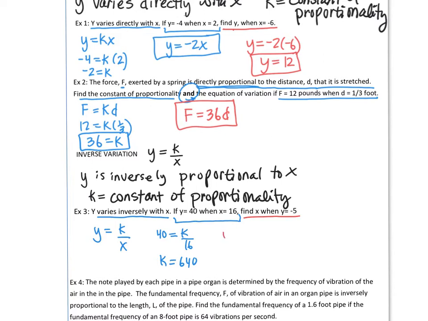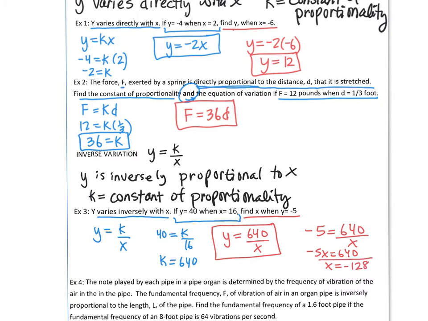So my equation here is y equal to 640 divided by x. This is our equation. It's important that you can write that. A lot of times that's what they're looking for in a word problem. And then if we plug in this next one, find x when y is -5. So -5 is equal to 640 divided by x. If we multiply both sides by x, -5x is equal to 640. Divide by -5, and I get -128.